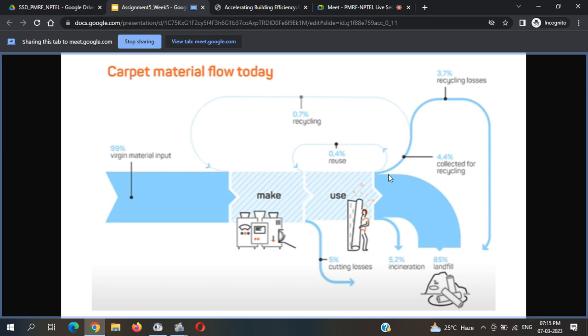Then after the manufacturing, the product is used, and then 85% of the product at the end of its life cycle goes to landfill. 5.2% is incinerated or burnt at the end of its life cycle, and only 0.4% is reused. So only 0.4% of the product is reused from one user, transferred on to another user for reuse. 4.4% of this carpet material is collected for recycling. However, 3.7% is again lost to recycling losses.